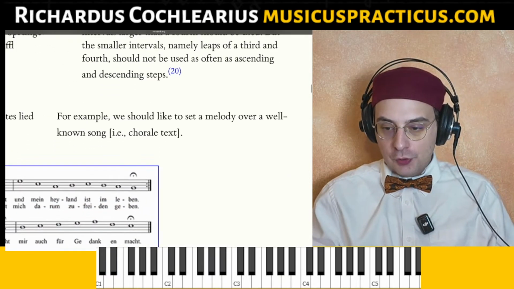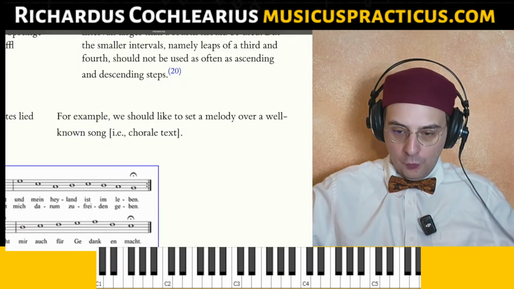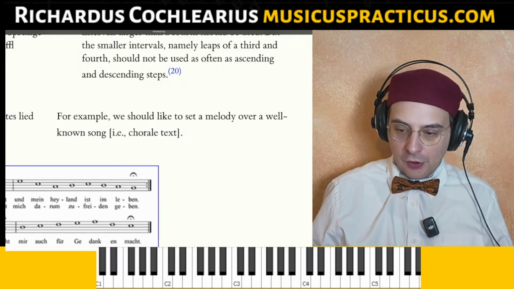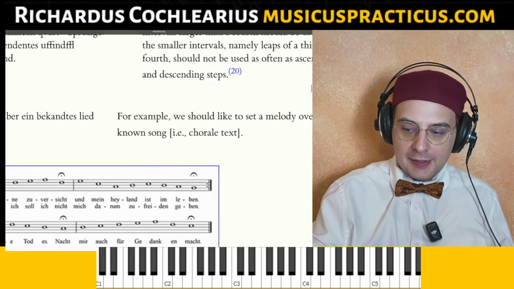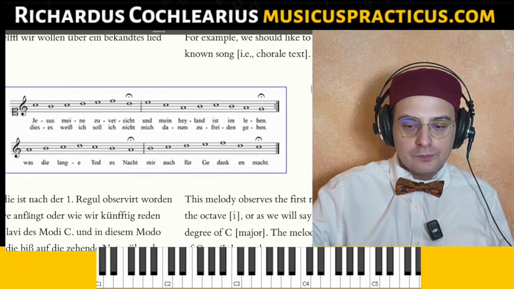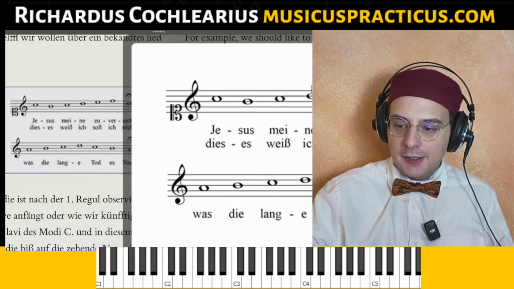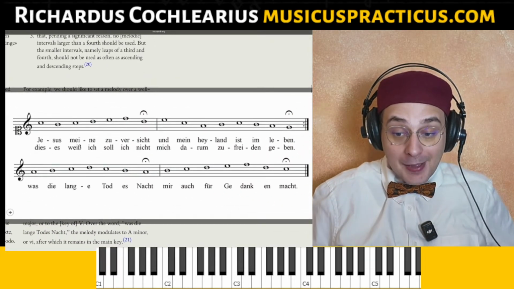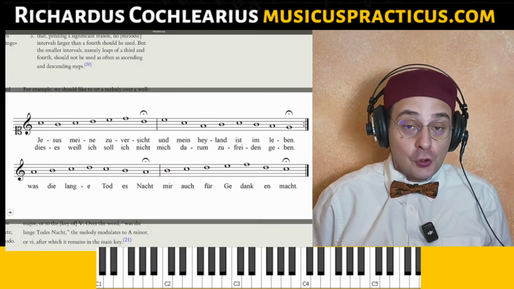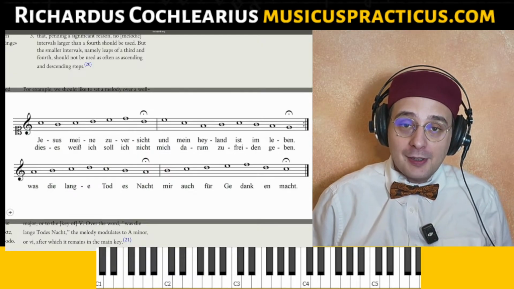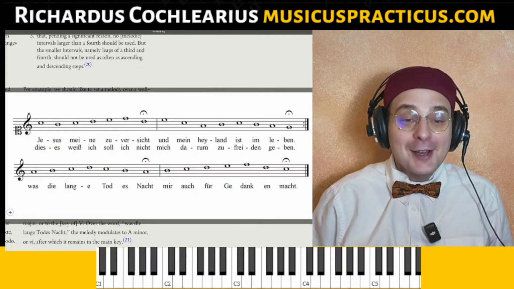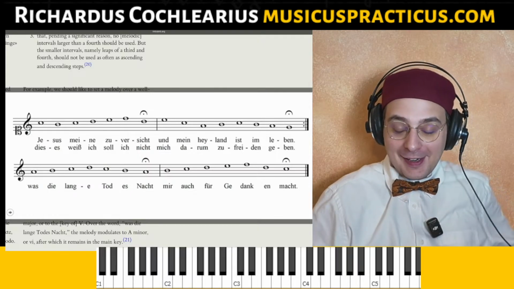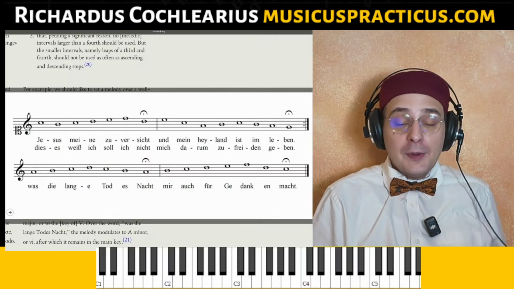For example, we may wish to set a melody over a well-known song, meaning a chorale text. And here we have the first example. The well-known song text is Jesu meine Zuversicht, verse 6. My German pronunciation is very bad, but let's do what we can. And we have this melody.